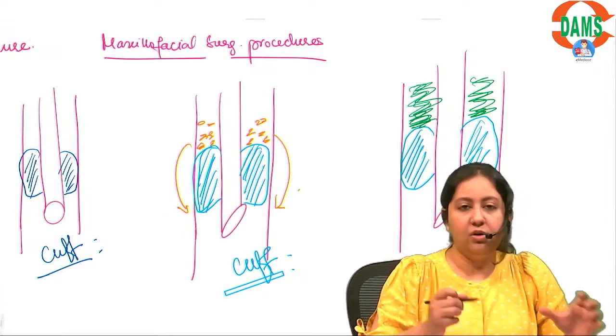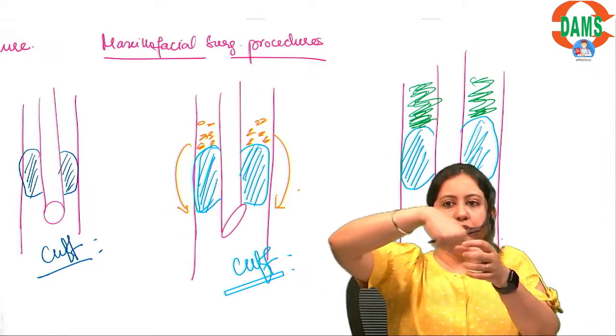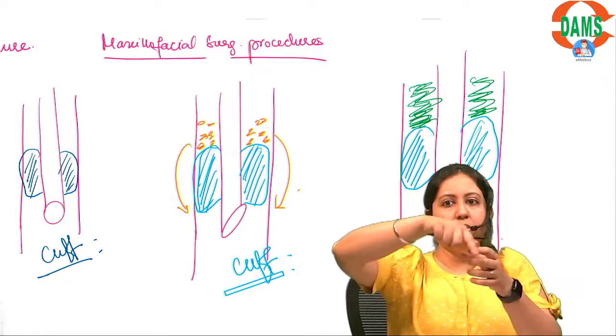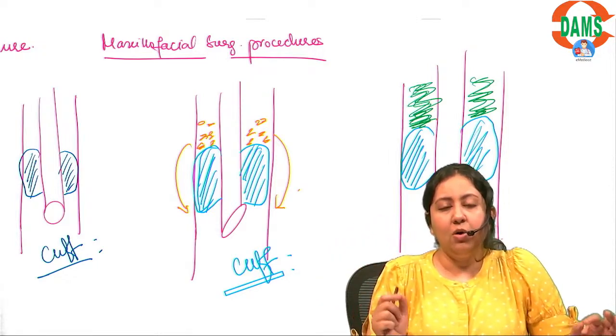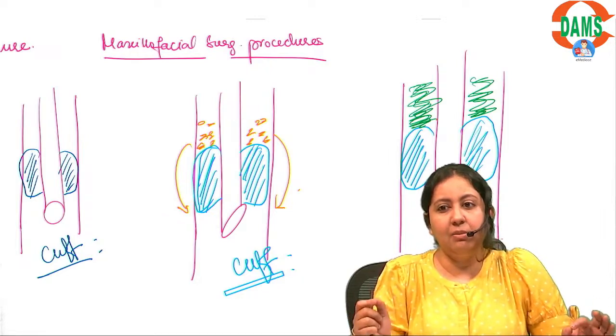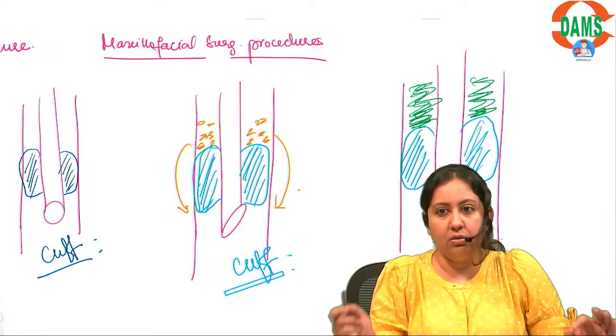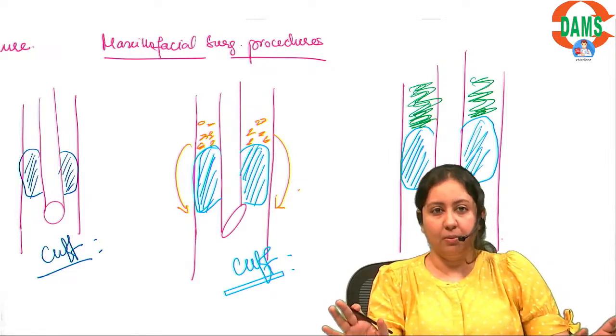Here, all around the tube, inside the trachea, we pack a gauze. It is also known as tracheal packing or throat packing. Some books also mention oropharyngeal packing. They are one and the same thing.